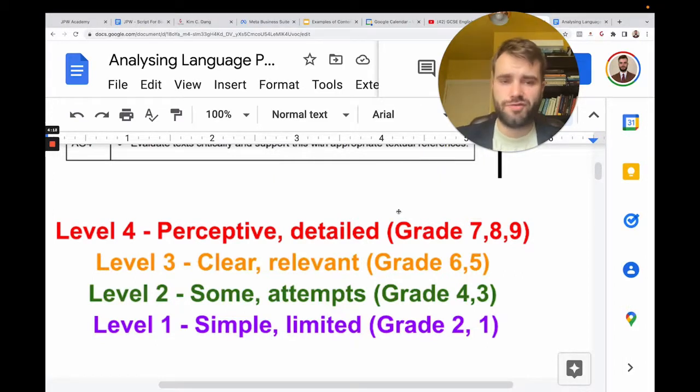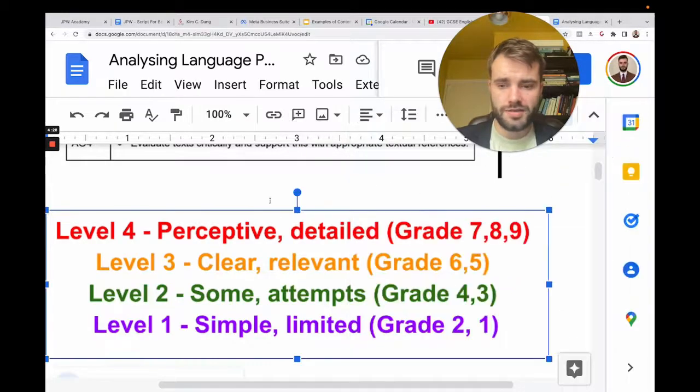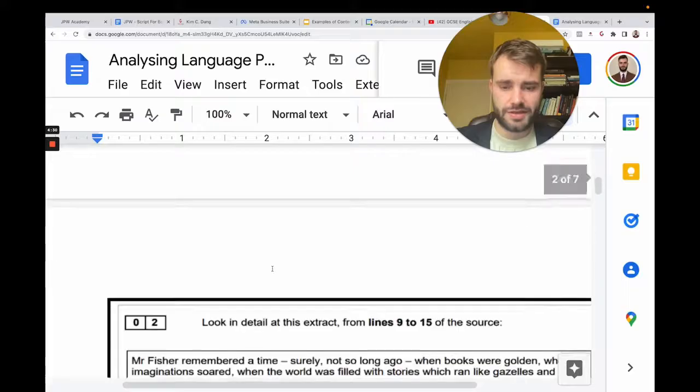Practice thinking of 3 or 4 ideas, and then analysing the 3rd or 4th one, because that 3rd or 4th idea is so much more likely to be interesting, unusual, and therefore perceptive. Okay, so these are the criteria examiners are going to use.